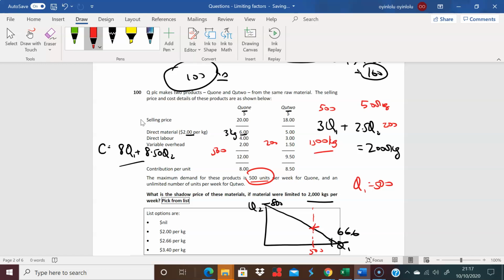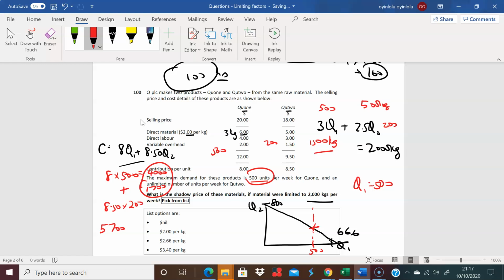So let's see what that looks like in terms of contribution. So contribution, C, is equal to 8 times Q1, so that's 8 times 500 plus £8.50 times 200. And what does that mean? That gives us 8 times 500, and that's 4,000. And then £8.50 times 200, that's 1,700. So I add those two together, and my total contribution becomes 5,700.